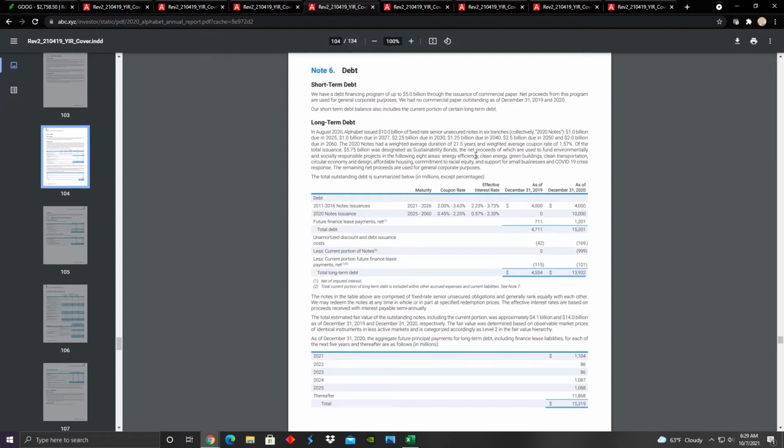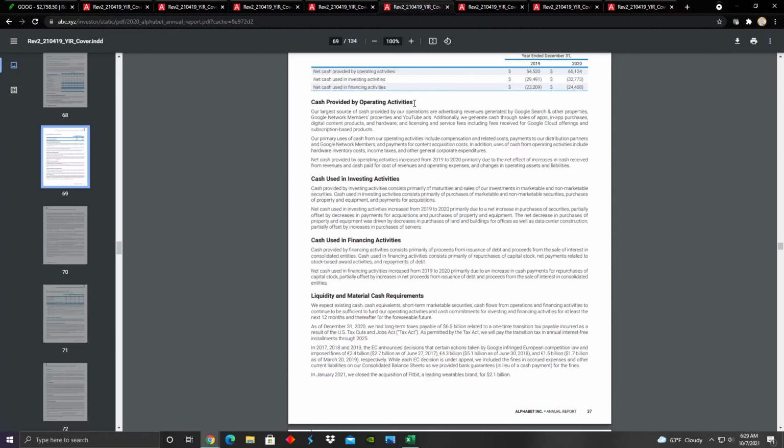as sustainable bonds, the net proceeds of which are used to fund environmentally and socially responsible products in the following 8 areas: energy efficiency, clean energy, green buildings, clean transportation, circular economy and design, affordable housing, commitment to racial equity, and support for small businesses and pandemic crisis response.